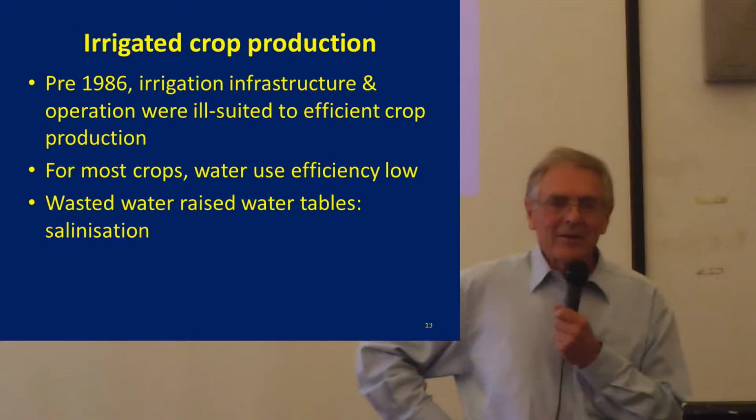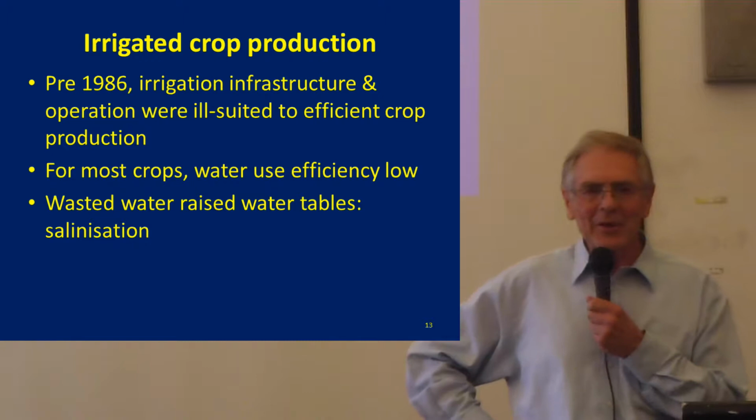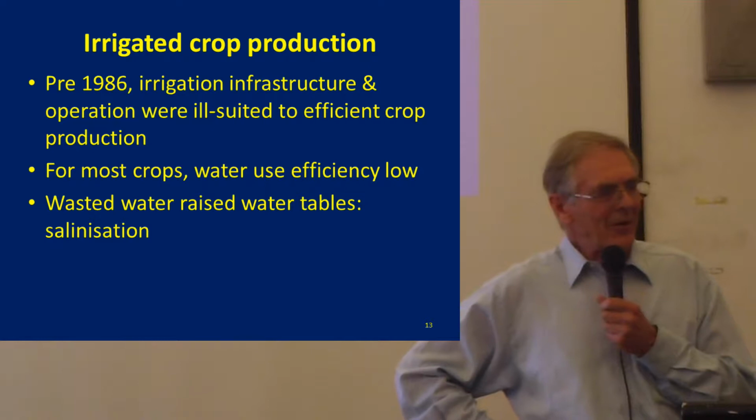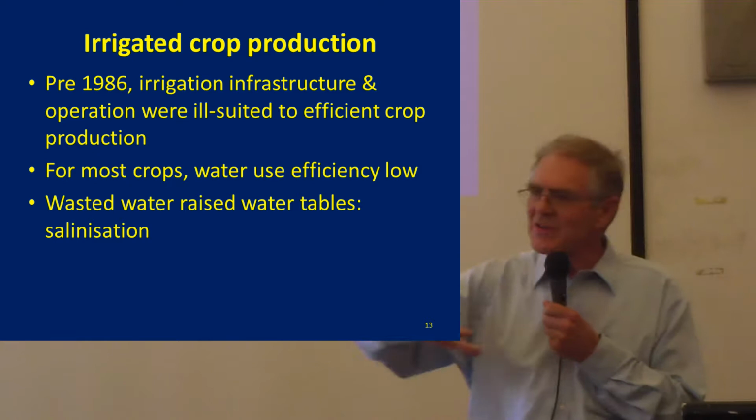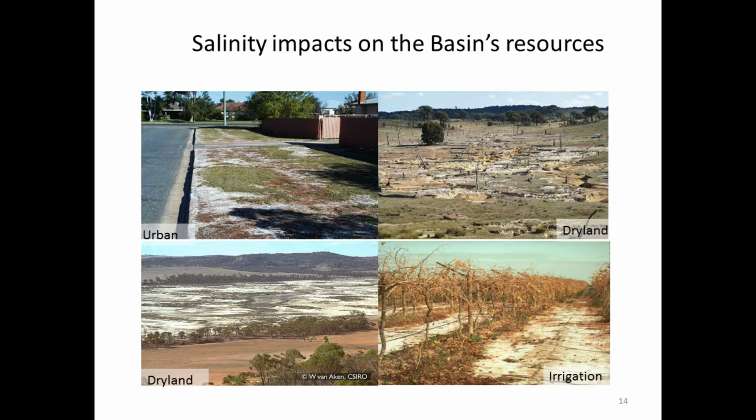I remember visiting a grape growing area in the Berri area, and you were walking through water half the time. All this wasted water raised water tables, and we'll show how. It caused this sort of salinity all around. In fact, in the Kerang irrigation area, 30% of it was lost to salt.